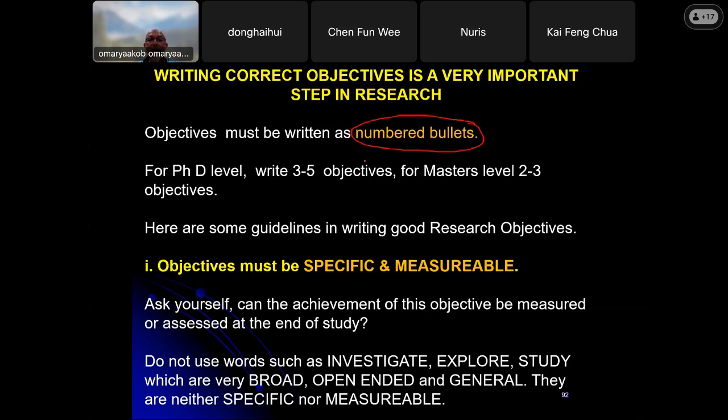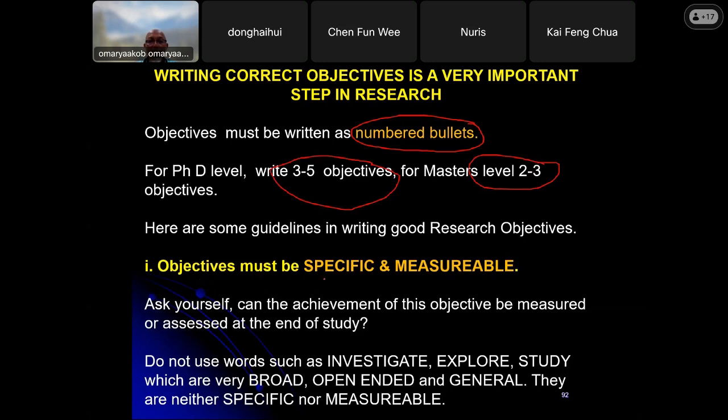For PhD level, write 3 to 5 objectives. We don't want to see people write 6 objectives or 1 objective for PhD. For master's level, 2 or 3. If you write 5 objectives for masters, it is illogical, you cannot do masters with 5 objectives. Right? Here are some guidelines in research objective.